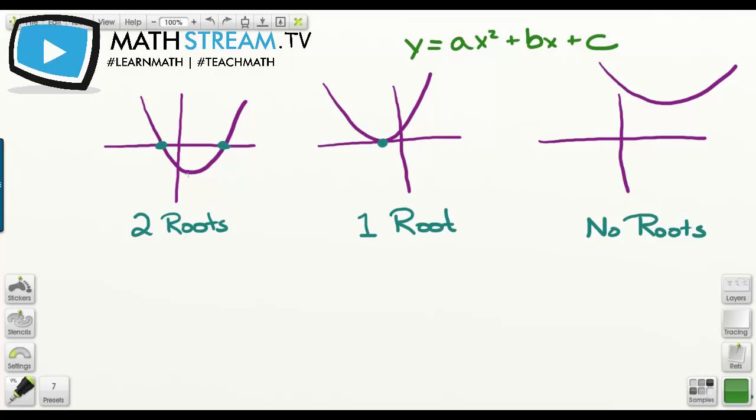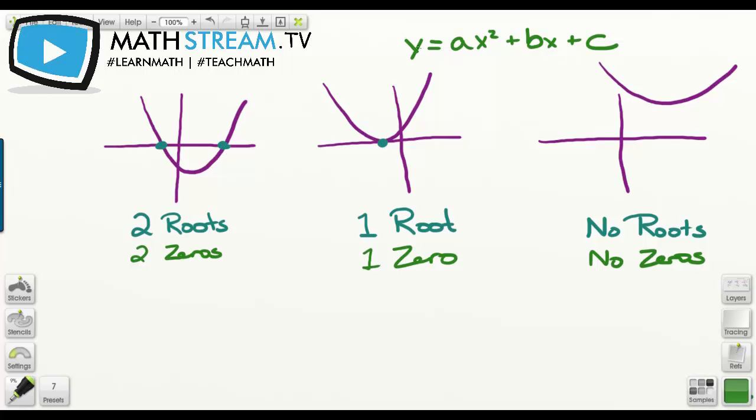Now, the other thing that we can call these instead of roots is we can call them zeros. So we could say this is an equation with 2 zeros, or 1 zero, or no zeros. The term zeros means exactly the same as the term roots, and that should make sense. Why? Because these points are where the whole equation equals 0.